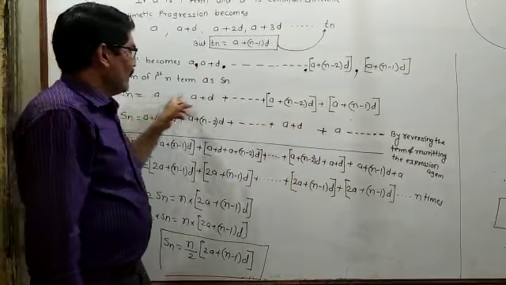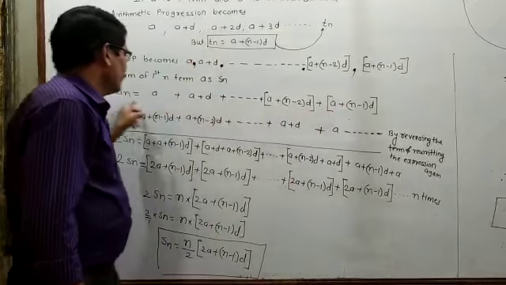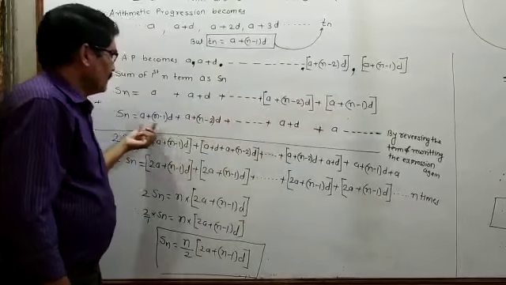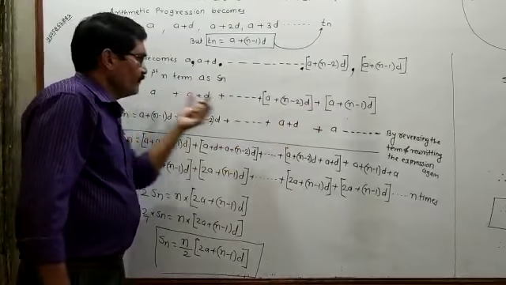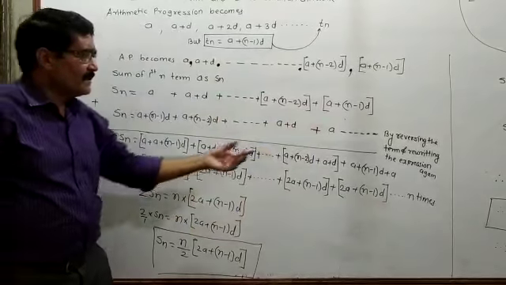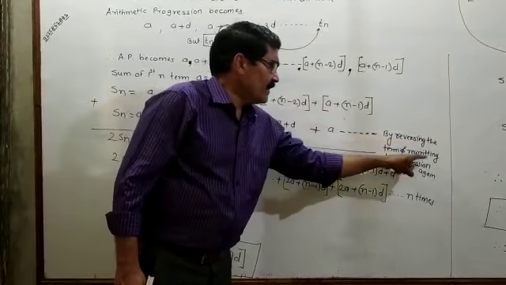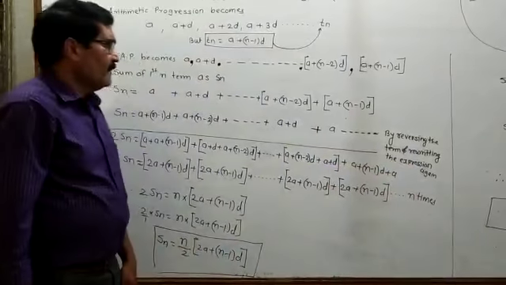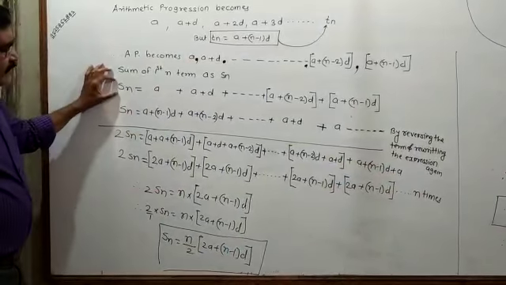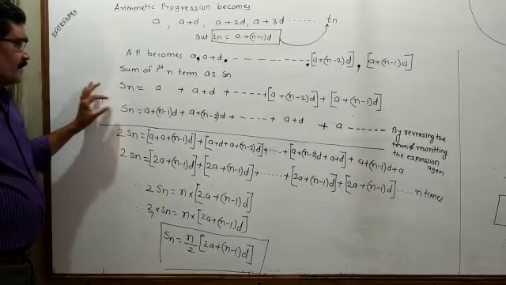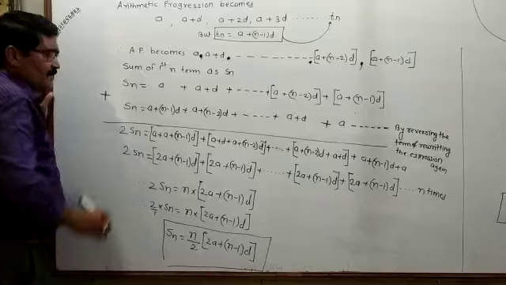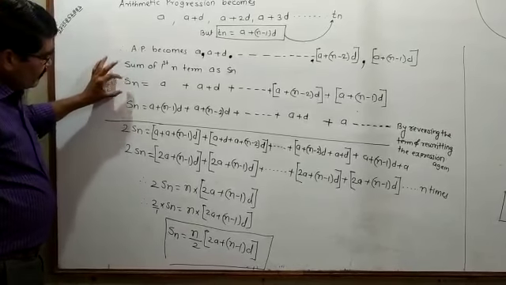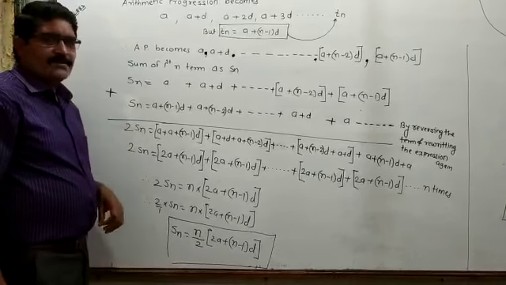If you go like this, at that time you have to write like this only. This term will come here, this term here, this term here, and this term here. That is, by reversing the terms and rewriting the expression again, this is the first expression and this is the second expression. You have to do the addition of these expressions, means this expression plus this expression.